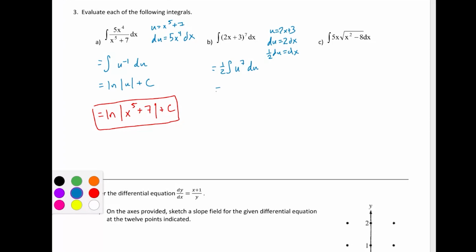So here we're just going to use the anti-power rule and increase that power by 1 and then divide by that new power. So 1/2 times 1/8 is 1/16. And actually, I'm going to switch back over to red here because we are ready to plug back in our x's. So 1/16 times 2x plus 3 to the 8th plus c.